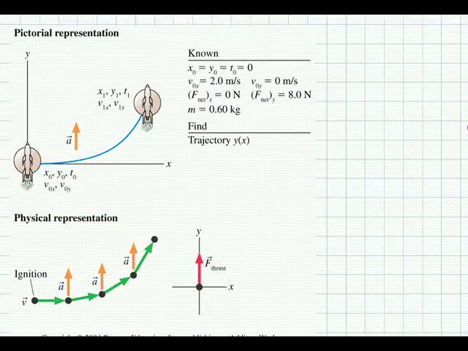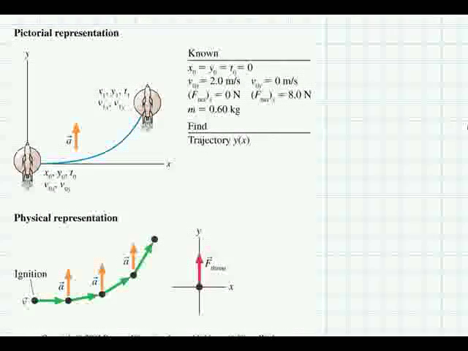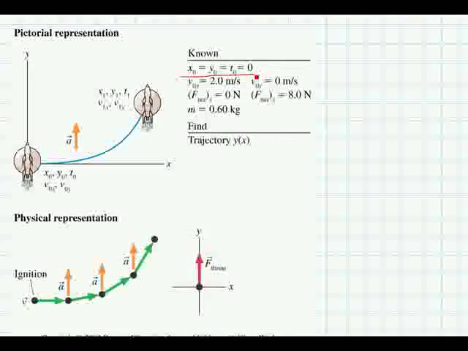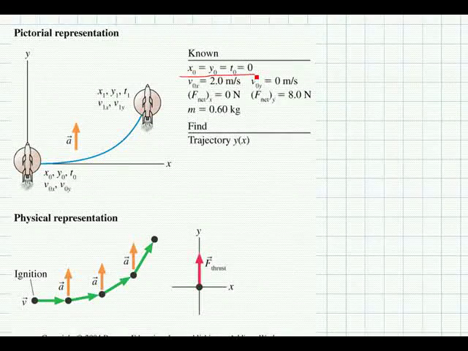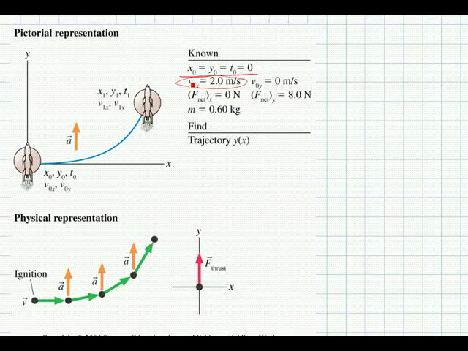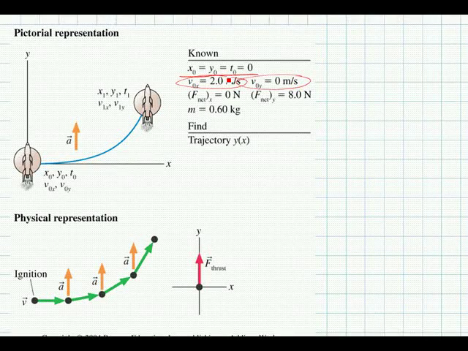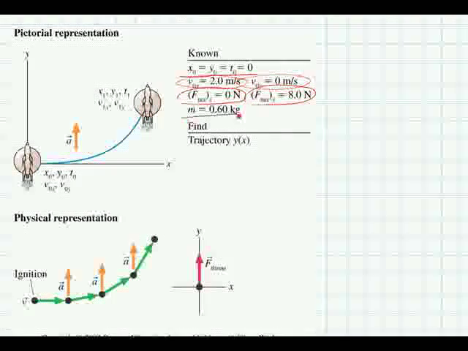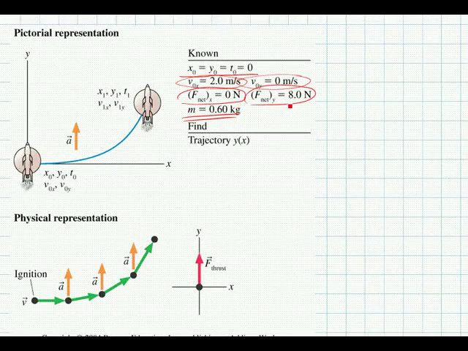Now the problems in this section, the majority of them will be of this form, where let's say the original position of the object at t equals 0 is given. Let's say the object has some initial velocity along the x-axis and has zero velocity along the y-axis. Then perhaps the net force acting along the x and the y directions are given, and if the mass of the object is given, then we determine from the net force.